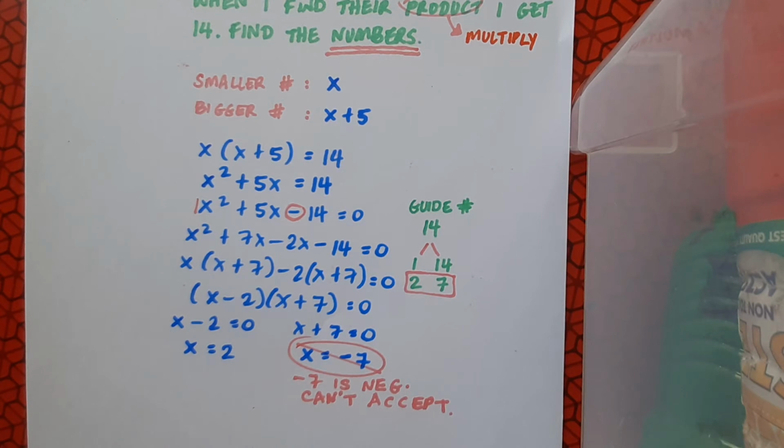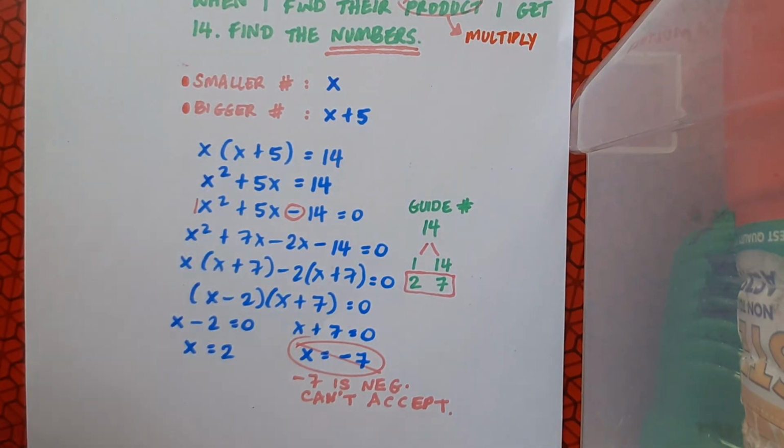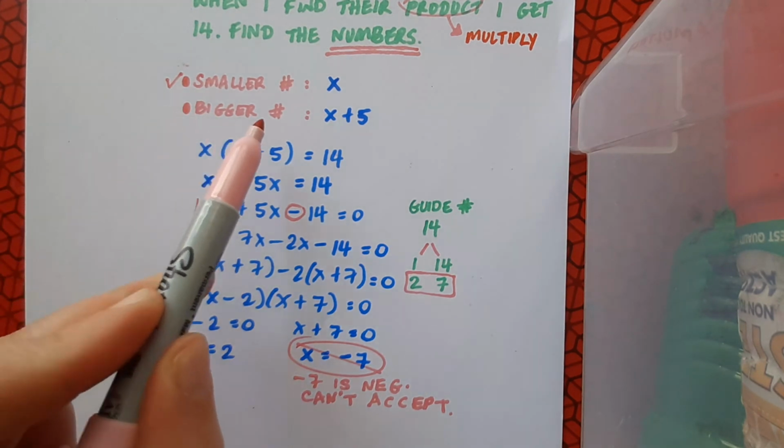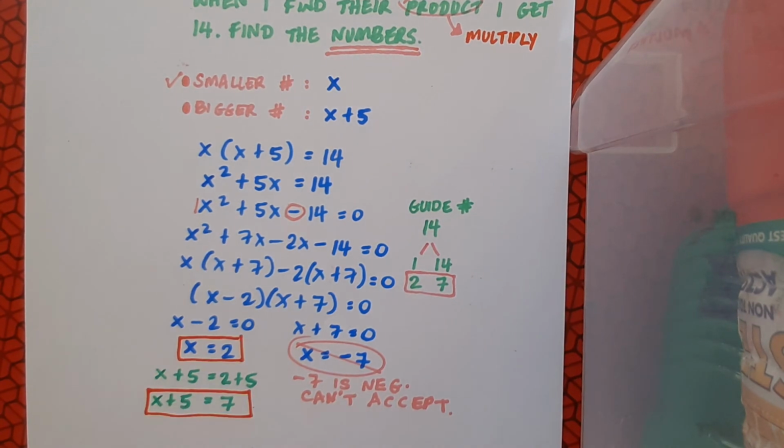Okay, so the next thing is that there were 2 numbers involved. So now that I've crossed out minus 7, I only have this one answer of 2. But the 2 answers that I wanted were my smaller number and my bigger number. So I've found the smaller number x, because I have x equals 2. And now it's easy to find the bigger number because I can just say x plus 5. Now that I know that x is 2, that means I'm just looking for 2 plus 5, which is 7. So my 2 solutions are my smaller number x, which is equal to 2, and my bigger number x plus 5, which is equal to 7.